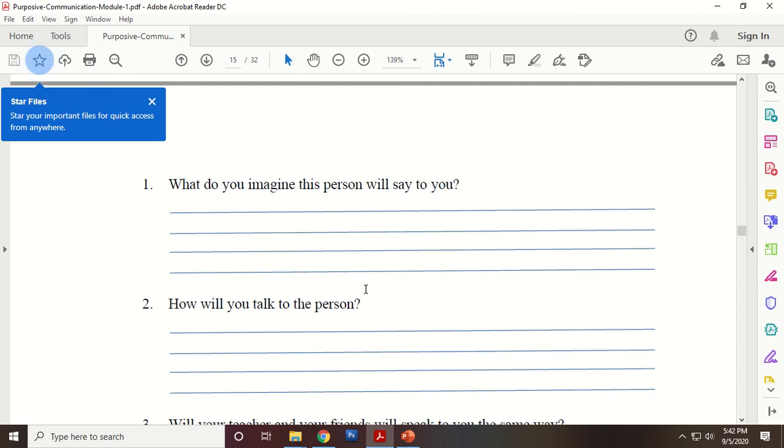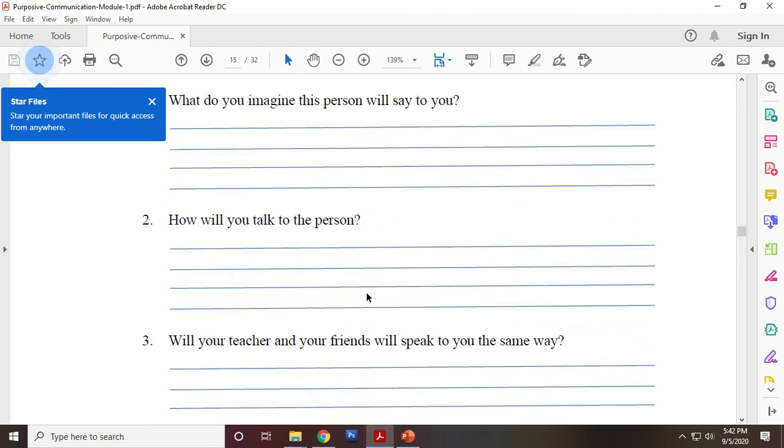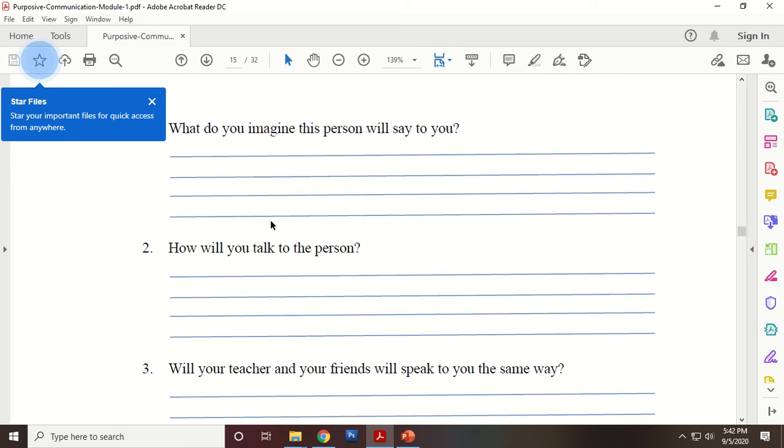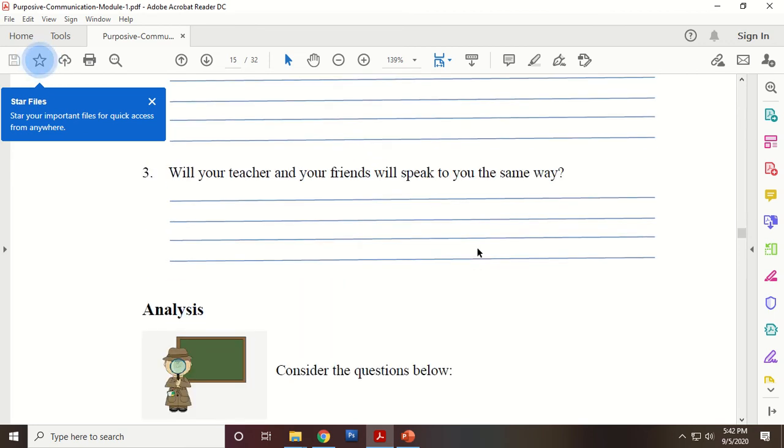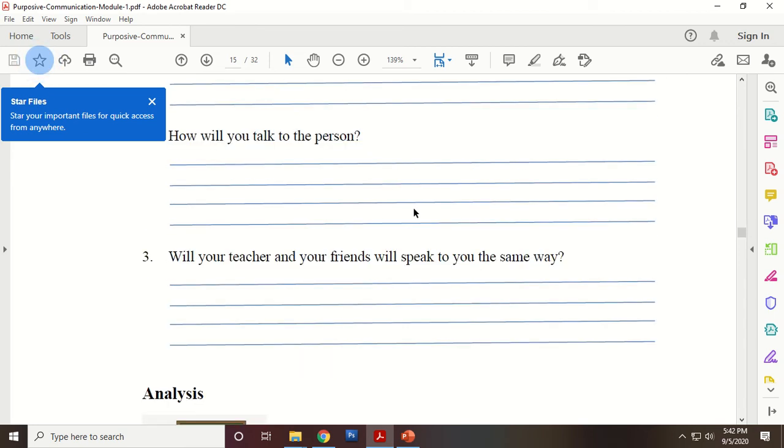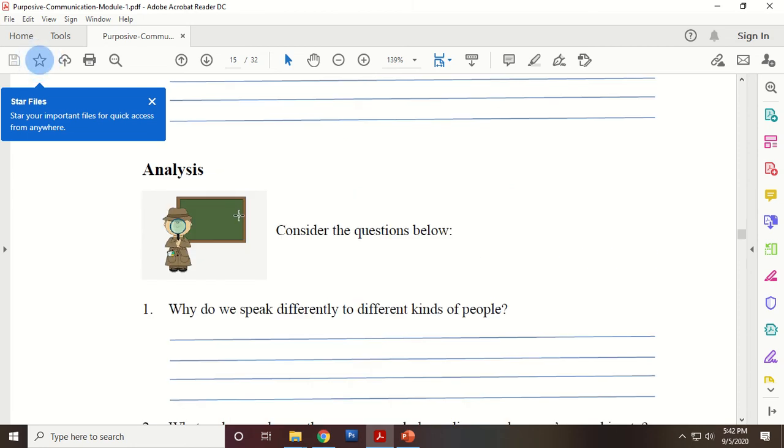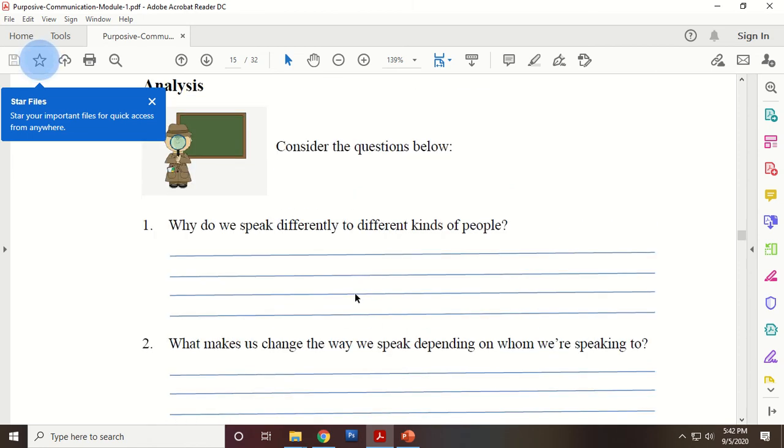No more flowery words, just say it as it is. And then how will you talk to the person? So 5 sentences maximum, minimum of 3. Next is the analysis. So it's also the same thing. This is based on your own understanding or observations.